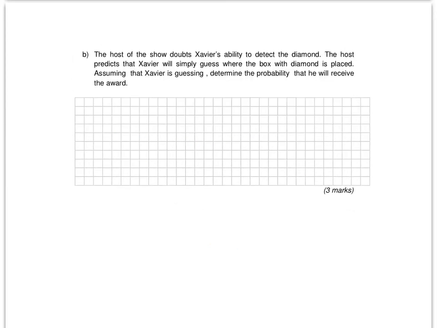The last part of the question assumes that Xavier will simply guess where the box with diamonds is placed. Henceforth, the probability to succeed is 1 over 5, which is 0.2. To determine that Xavier receives the award, the mathematical notation will be similar as before, which is P(x ≥ 15), calculated by 1 minus P(x ≤ 14).